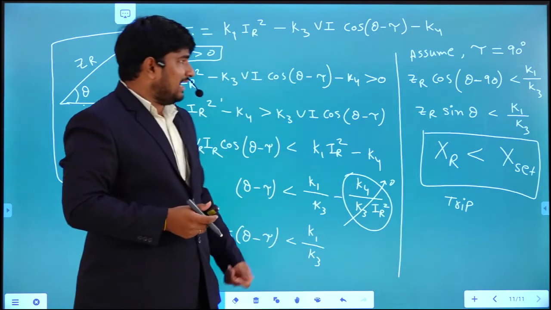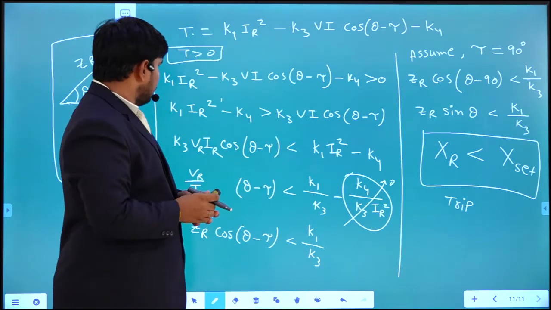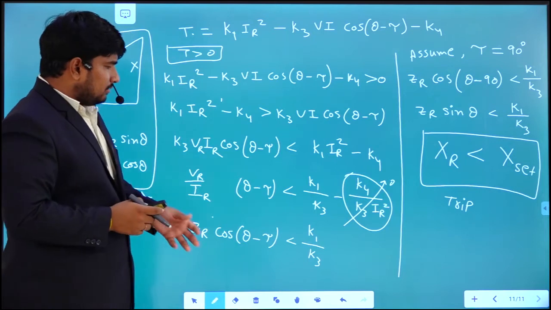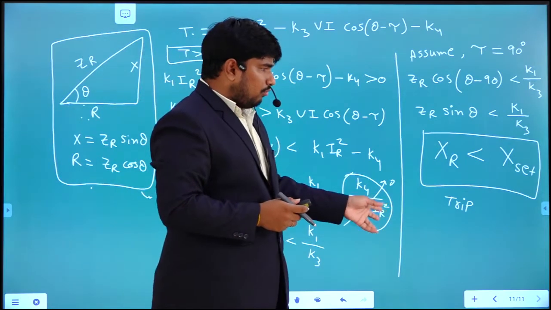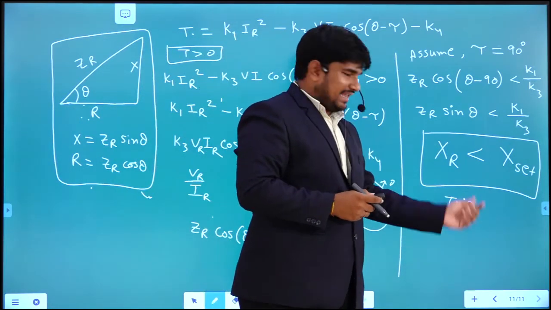Now let us find out the characteristics of this reactance relay.